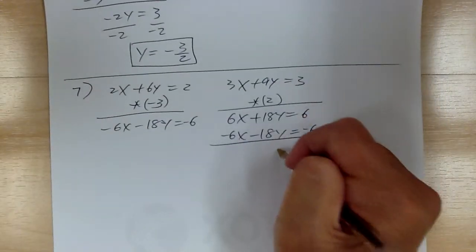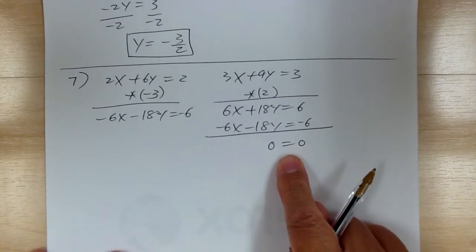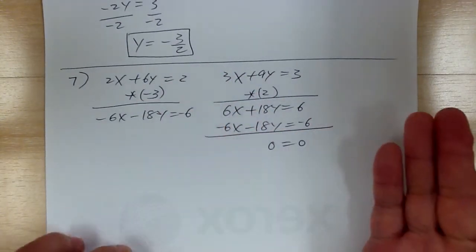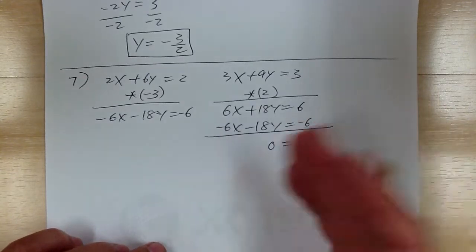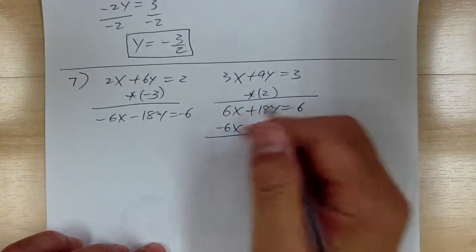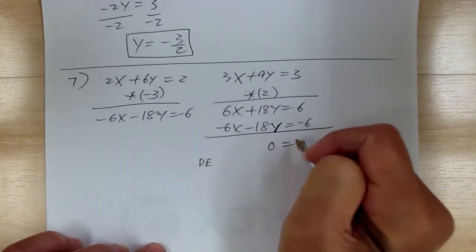And in this case, you end up with 0 equal to 0. Now this is true. That means this is always going to be true. But you don't have a number for the x and the y. That means any number works, meaning the equations are identical. Okay? And so the answer will be dependent. So if it's true, it's dependent.